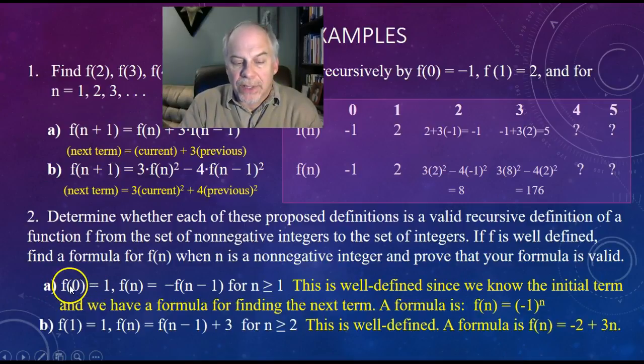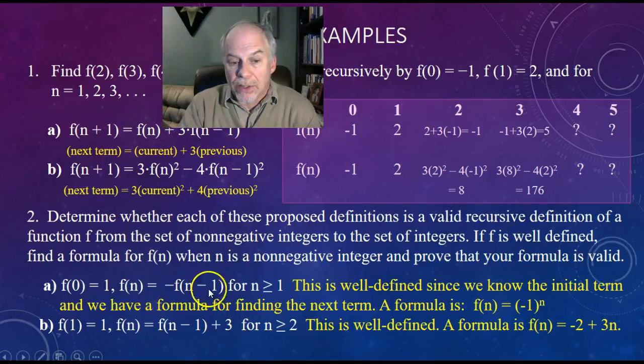So you're given the initial condition f of 0 is 1, and then you have this that says a term equals the negative of the previous term. So that's all it is. The opposite of the previous term. f of n minus 1 is the previous term.